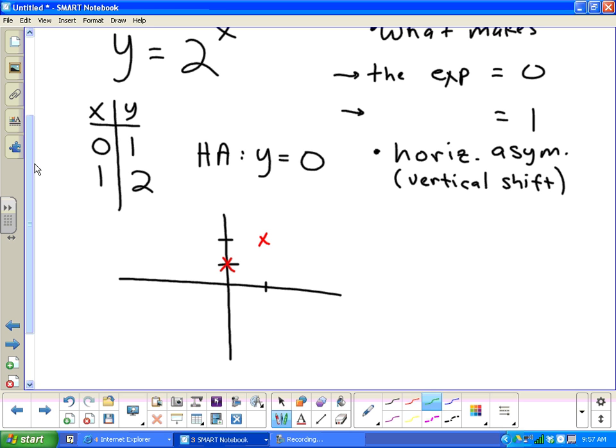Now, let's put in our horizontal asymptote. So let's talk about what we mean by the horizontal asymptote. By the way, this is a curve, so it's going to be a curve through these 2 points. But the horizontal asymptote is y equals 0. That's a horizontal line, right? It's going to be going through the origin, 0, right there.